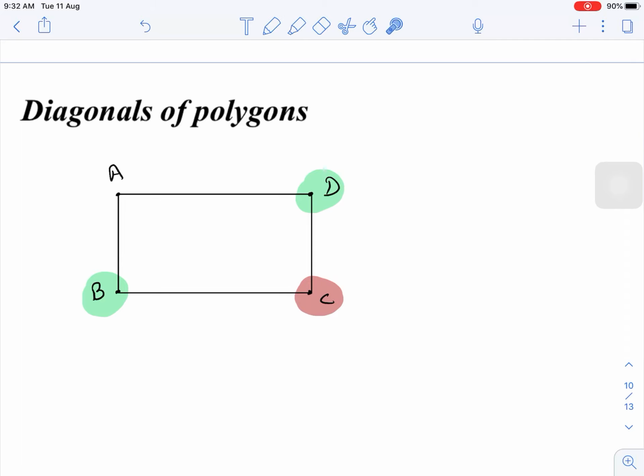Now what is a diagonal? A diagonal is a line segment joining two opposite vertices. Suppose we draw a line segment in this way. This line segment AC is nothing but a diagonal of this polygon. AC is one of the diagonals.